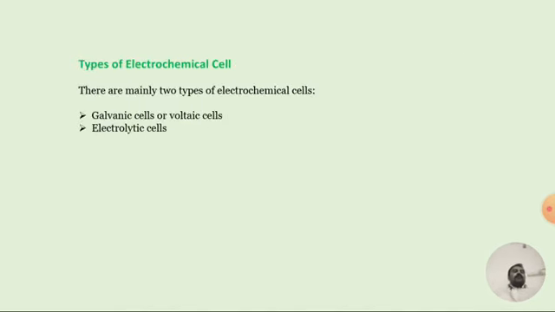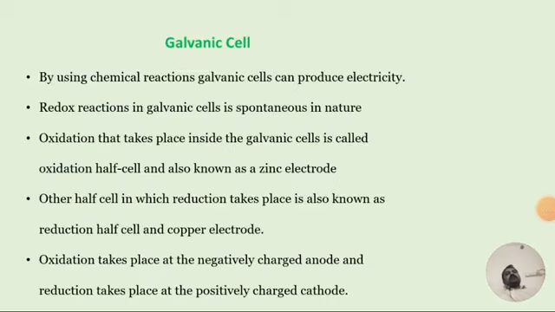So what are the types of electrochemical cells? We know the applications. Here we separate them into two types: galvanic cells, or voltaic cells, and electrolytic cells. These are the two parts. In this case, galvanic cells: what is a galvanic cell, what is its application, and how is it applicable? These are the things we can go through here.